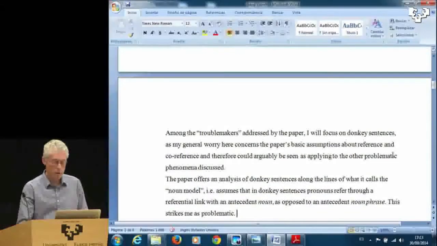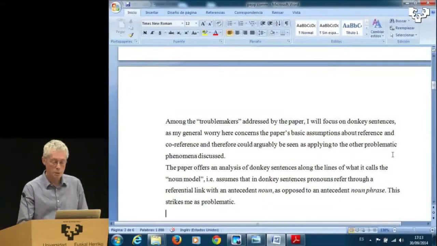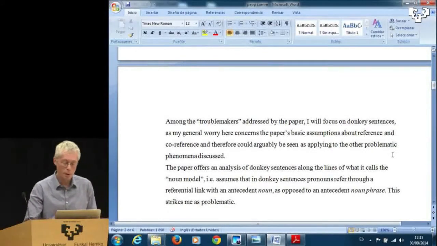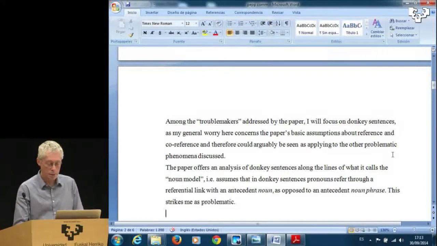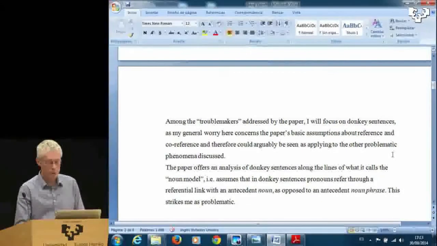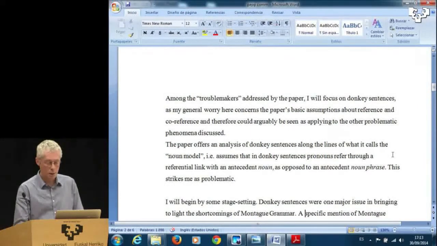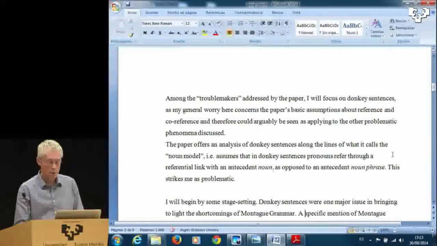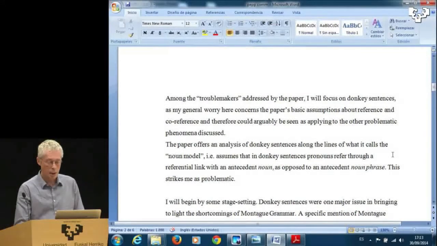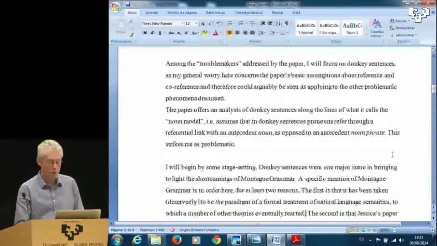Among the troublemakers addressed by the paper, I will focus on donkey sentences, as my general worry here concerns the paper's basic assumptions about reference and co-reference, and therefore could arguably be seen as applying to the other problematic phenomena discussed. The paper offers an analysis of donkey sentences along the lines of what is called the noun model. That is, it assumes that in donkey sentences, pronouns refer through a referential link with an antecedent noun, as opposed to an antecedent noun phrase. This strikes me as problematic.